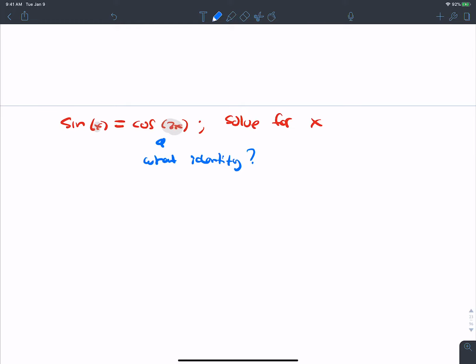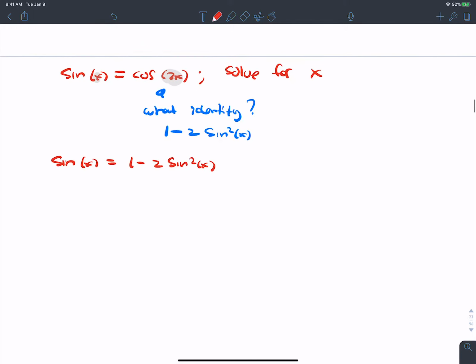You know what we could use? This is going to be 1 minus 2 sine squared x. So we can use that one. And I say here sine x equals 1 minus 2 sine squared x. So what do you guys do now here? We can translate this term, I guess, right? Translate, and what do we get now?